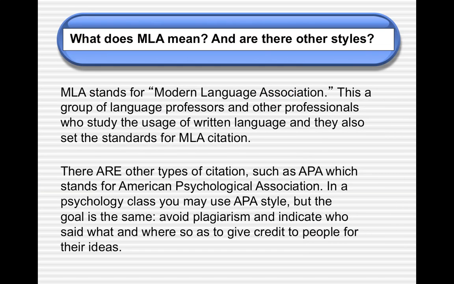What does MLA mean? Are there other styles? It stands for Modern Language Association, and it's a group of language professors and other professionals who study how we use language, and they came up with this system called MLA. And there are other types. There's APA, which stands for the American Psychological Association, which you will be using in your psychology classes and other social sciences.